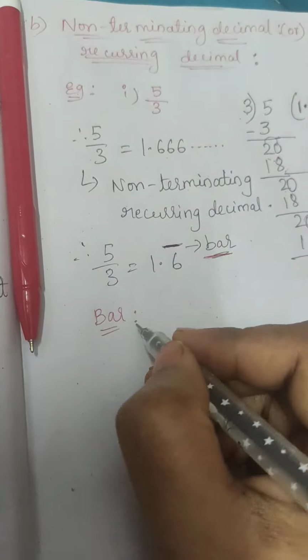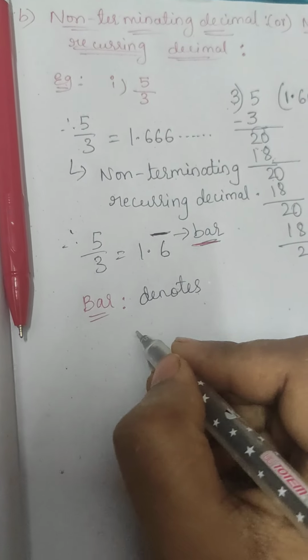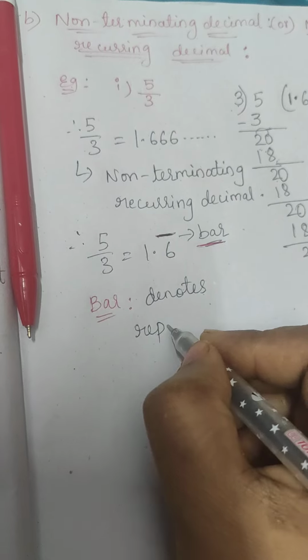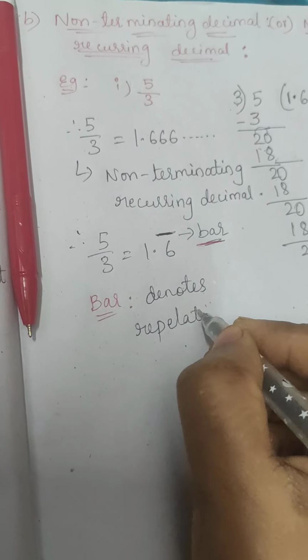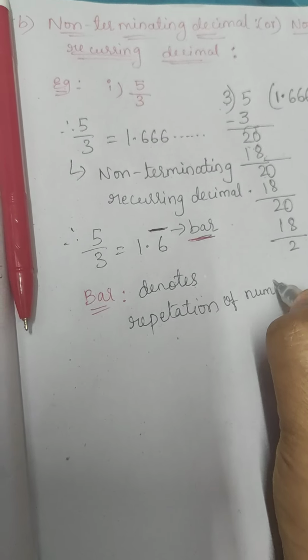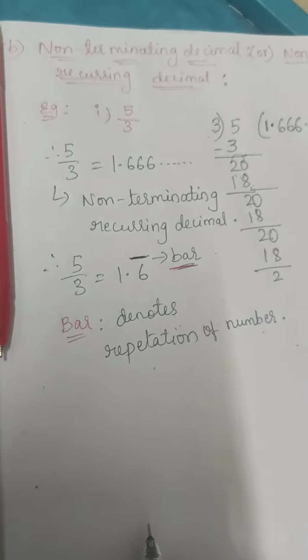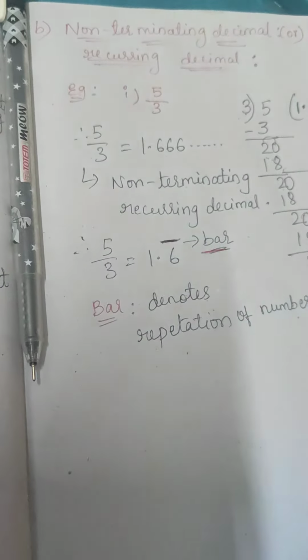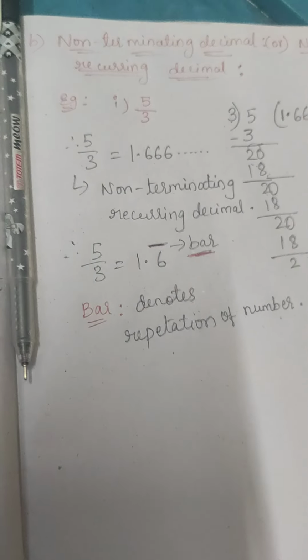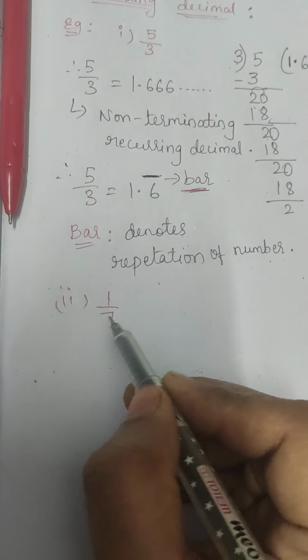Bar denotes repetition of number. Okay, this is a non-terminating decimal. Okay, we will see one more example, 1 by 7.